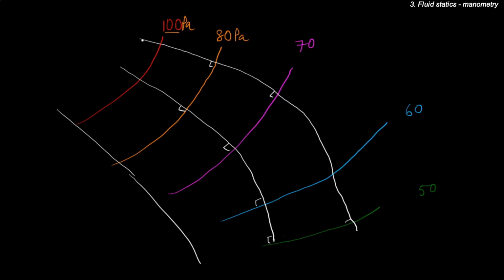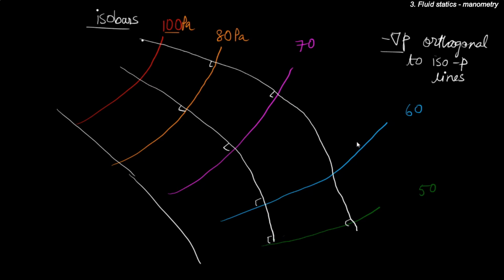That is the property. So minus gradient of P is orthogonal to iso P lines, also called isobars, and the direction of this particular vector is from high pressure to low pressure. That is the interpretation of the gradient.